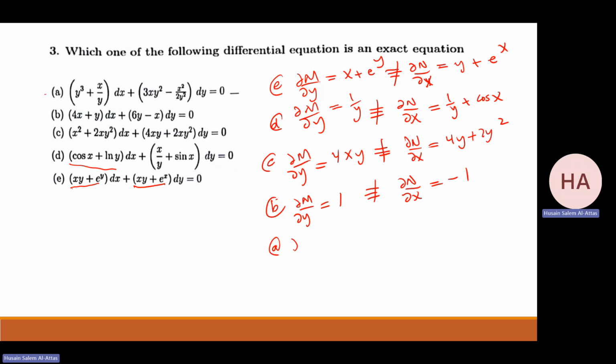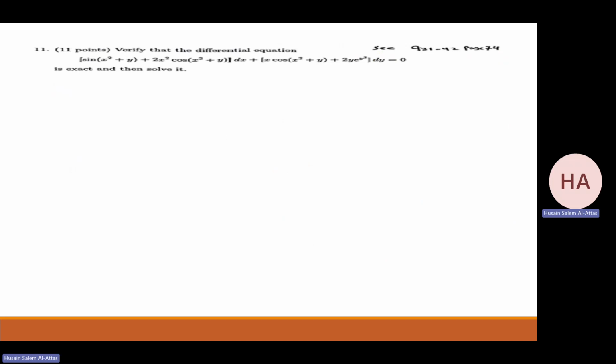Be careful. A, what should be the correct answer? Partial m with partial y is what? 3y squared plus or minus x over y squared. What is partial n with partial x? That will be 3y squared, and differentiate with respect to x, minus 2x over, so minus x over y squared, which they are the same. So this is correct.